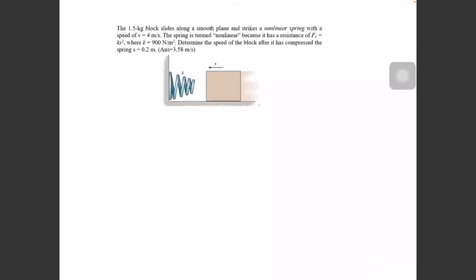Okay, so this is tutorial number 1 and tutorial 3. Question number 1. Let's say we have a 1.5 kilogram block sliding along a smooth plane and striking a non-linear spring with a speed of v equals 4 meter per second. The spring is termed non-linear because it has a resistance of F equals Ks squared, where K is 900 Newton per meter. Determine the speed of the block after it has compressed the spring, s equals 0.2.